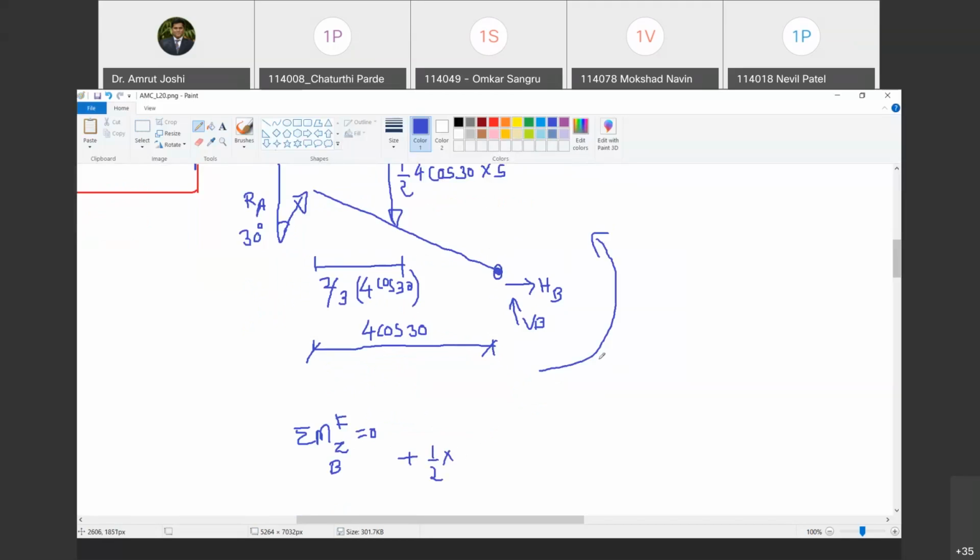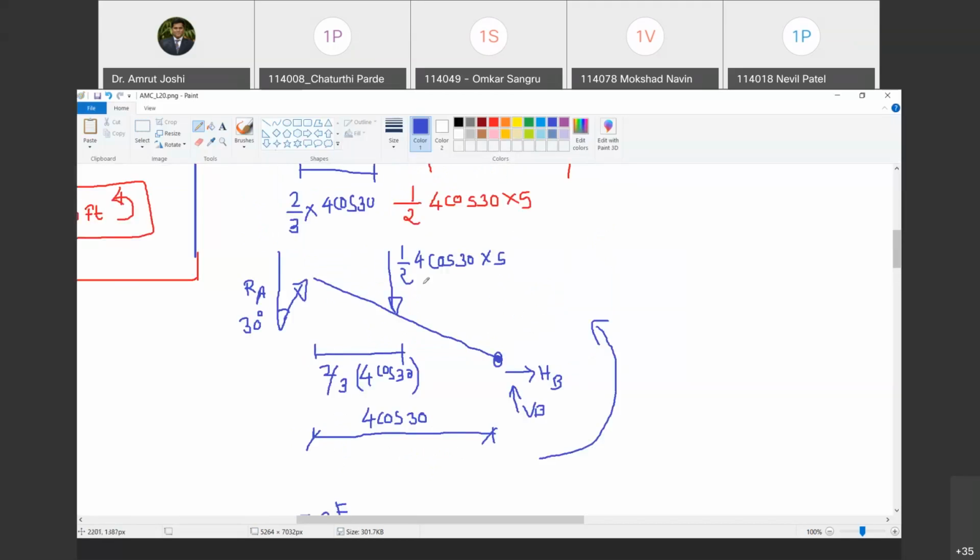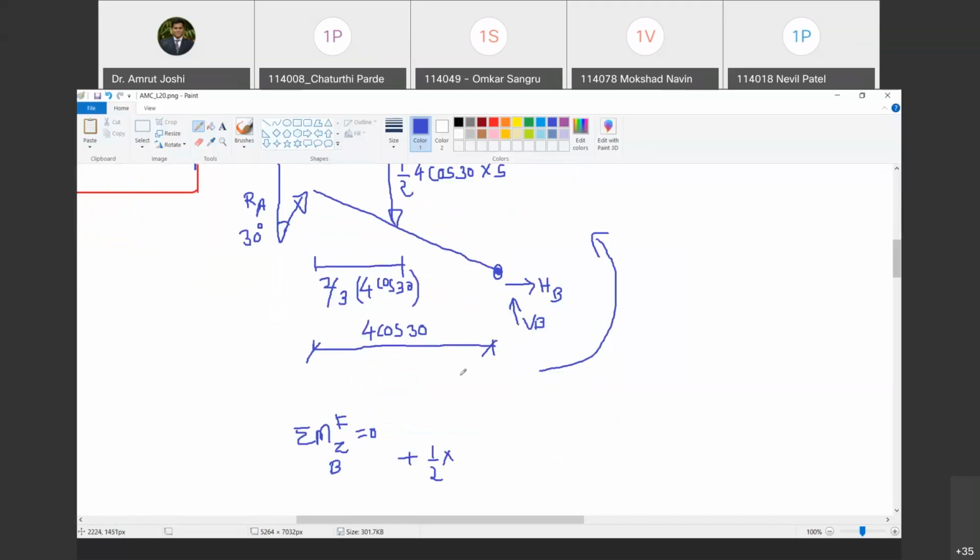So of RA? No, we are writing down the moment of this force. Okay. So 1/2 into 4 cos 30. Do you agree with me? Yes, sir. Into 5. Which distance should we take?